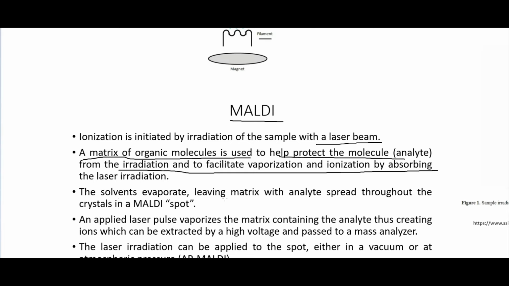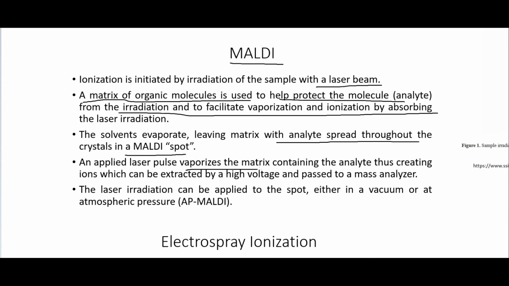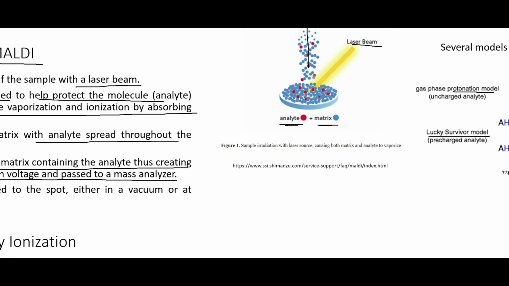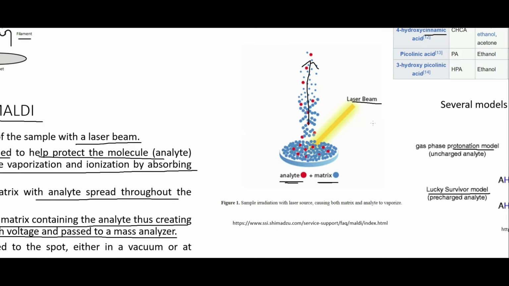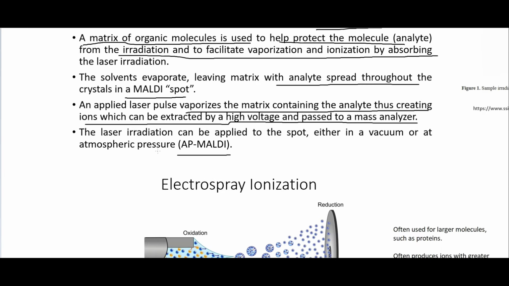So the solvents evaporate, leaving matrix with analyte spread throughout the crystals in a MALDI spot. The applied laser pulse vaporizes the matrix containing the analyte, thus creating ions which can be extracted by a high voltage and passed to a mass analyzer. So the laser irradiation can be applied to the spot either in a vacuum or at atmospheric pressure. So that would be AP MALDI. And this is the spot right here that they're talking about. And we hit it with the laser beam right here, and that causes the ionization. And the laser beam is usually UV, so ultraviolet.